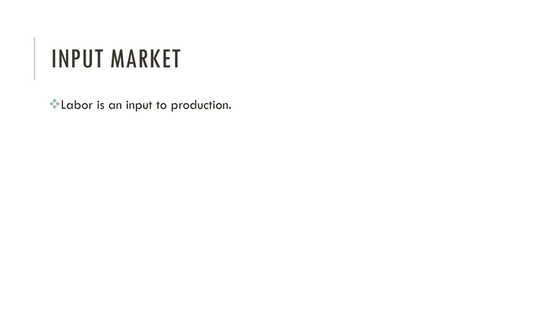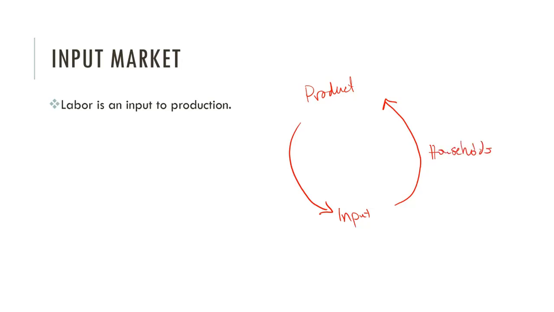So in economics, labor is an input to production, so it's part of an input market. If you remember way back to the beginning of the semester when we had our whole circular flow model, we had product markets at the top, and we had factor markets or input markets at the bottom, and we have households on one side, and we've got firms on the other side. And remember, the idea is that money flows one direction and resources flow the other.